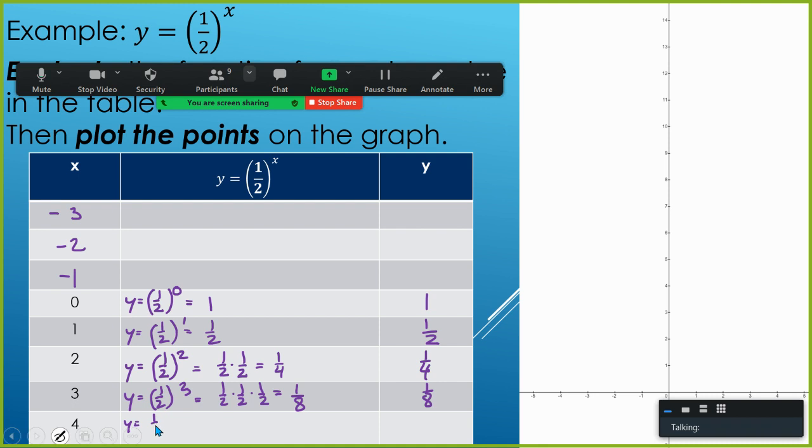1/2 to the 4th. Using that work we did on the table previously, we know this is just 1/8 divided by 2, 1/16. 1/2 times itself 4 times. And that fits the pattern we're seeing in the y portion of the table, the output. 1, 1/2, 1/4, 1/8, 1/16. Now let's look at the negative exponents. So we plug in -1.